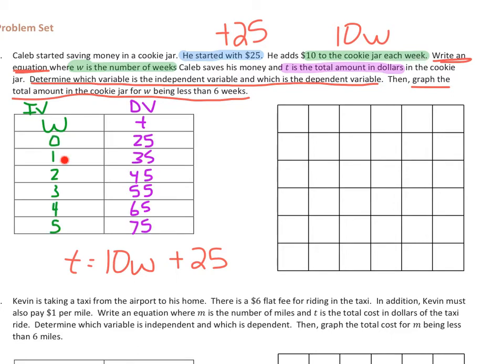So to fill out the table, I went 0 weeks to 5 weeks. It did tell me that it was less than 6 weeks, which would be 5 to 0. And at 0 weeks, no matter what, we're starting with $25. But at 1 week, we're going to do 1 times 10 plus the 25 to get 35. Then 2 weeks is 2 times 10, which is 20, plus 25 is 45, so on and so forth. Now I already have my ordered pairs, my x and my y. I'm just going to fill out my graph. So go ahead and fill out your graph.